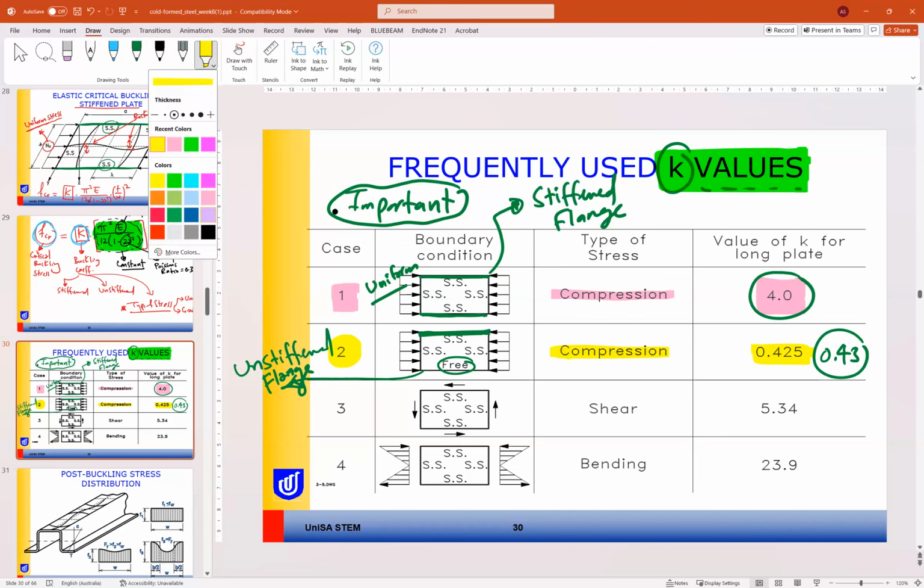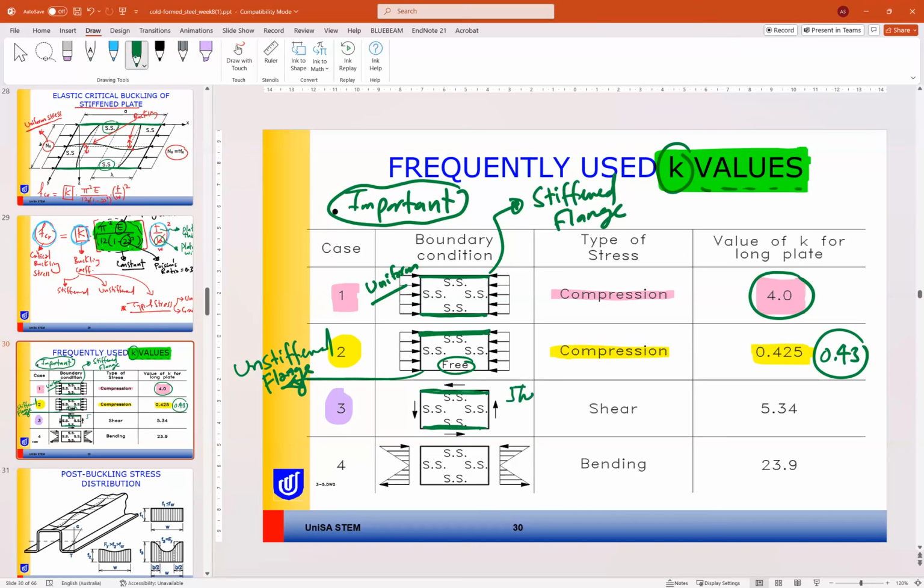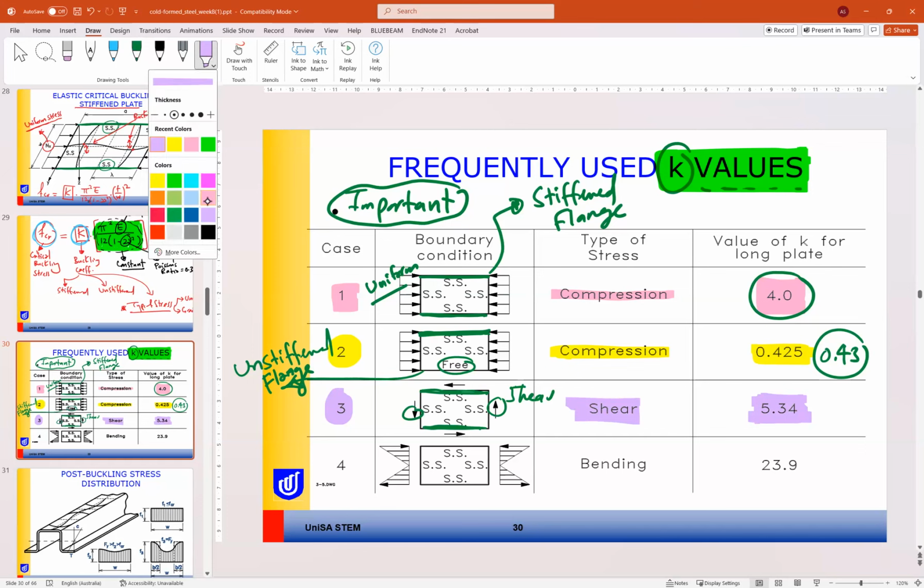The third case we may have in our calculation is a plate simply supported on both edges and under shear. So in shear, how much is the factor? 5.34. So this is the factor for a stiffened plate under shear.